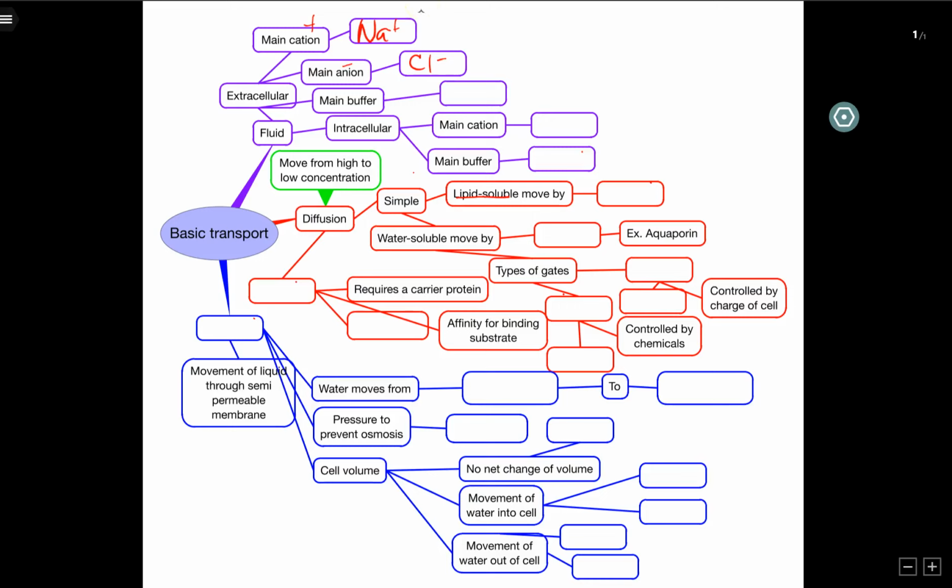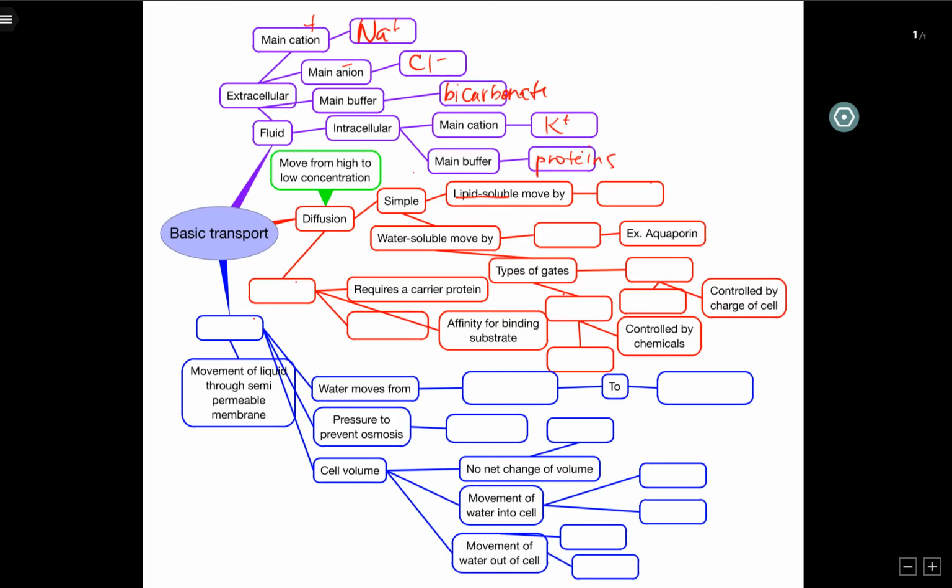The main buffering system in extracellular fluid is bicarbonate. You recall in extracellular fluid, the main buffering is the bicarbonate carbonic acid pathway. With intracellular fluid, the main cation is potassium. Potassium likes to be inside cells, whereas sodium likes to be outside cells. And our main buffer inside cells are your proteins.